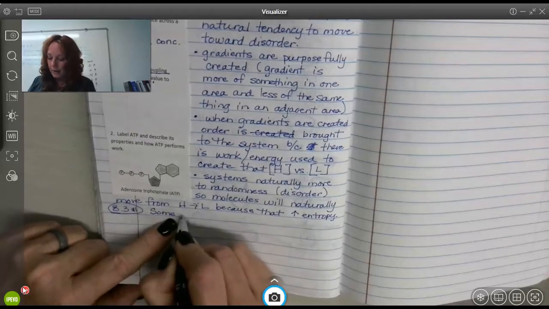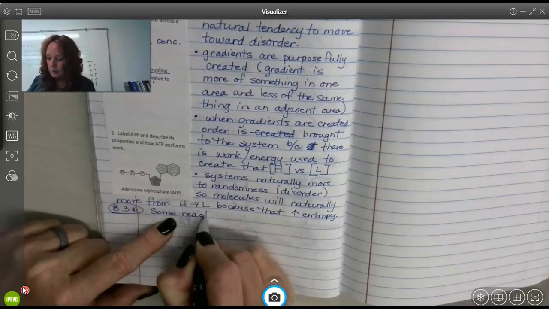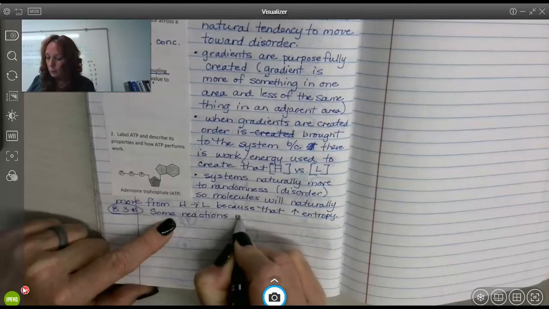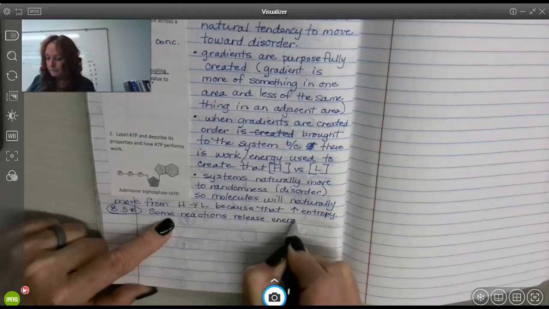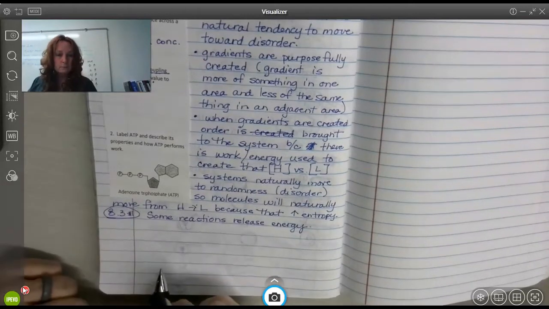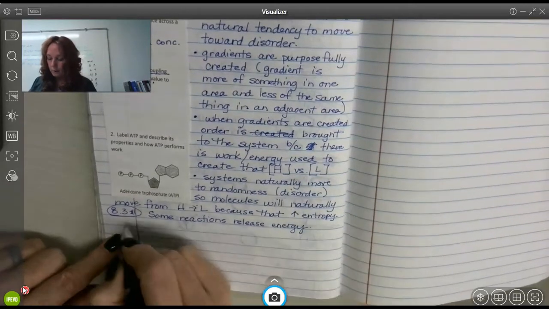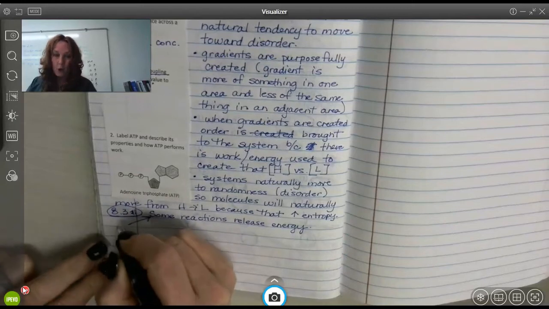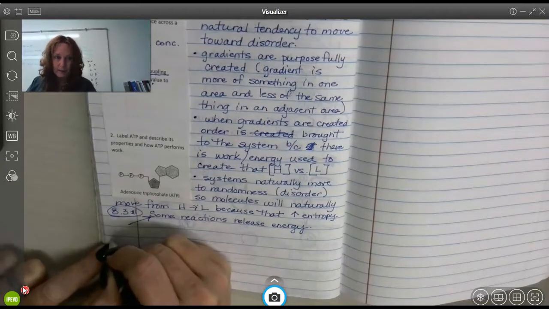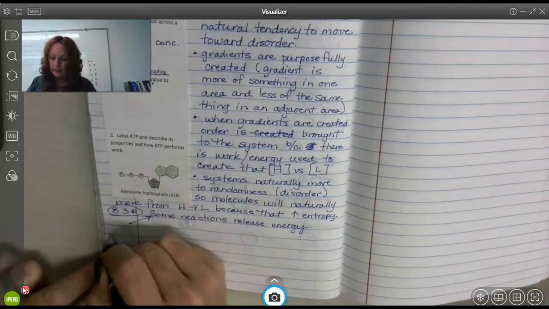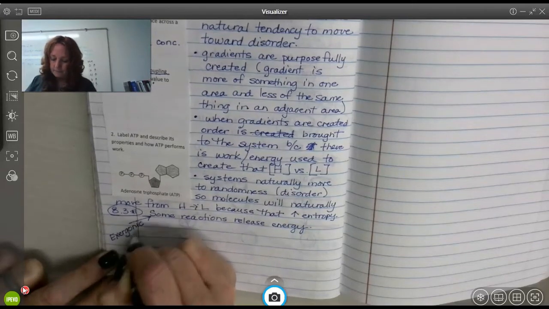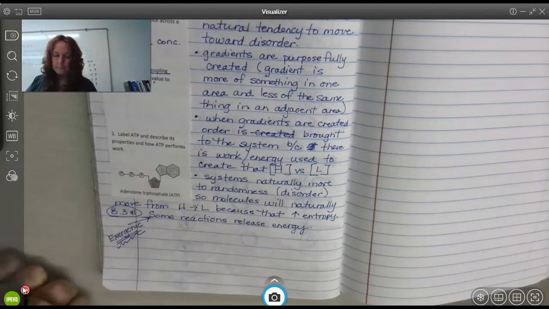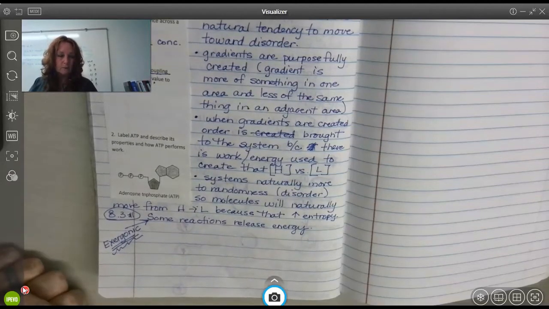So we're going to write some reactions that release energy. You know that. This is called, for us, instead of exothermic, it's exergonic. So important and a buzzword. Those are the ones that release energy.